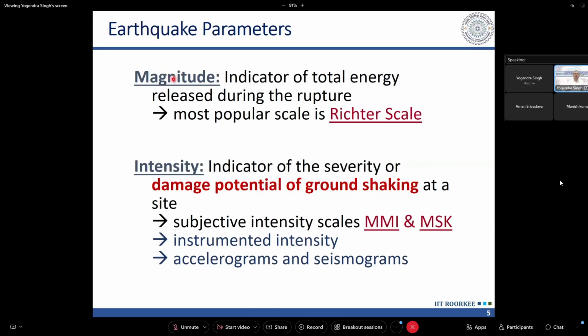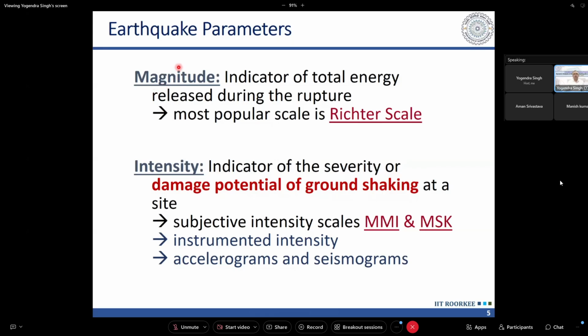Now you can relate magnitude to an analogy with an electric bulb. Magnitude is like the wattage of the bulb. The larger the wattage, the more energy it can emit. So the total amount of energy which is emitted by the earthquake, that is magnitude.